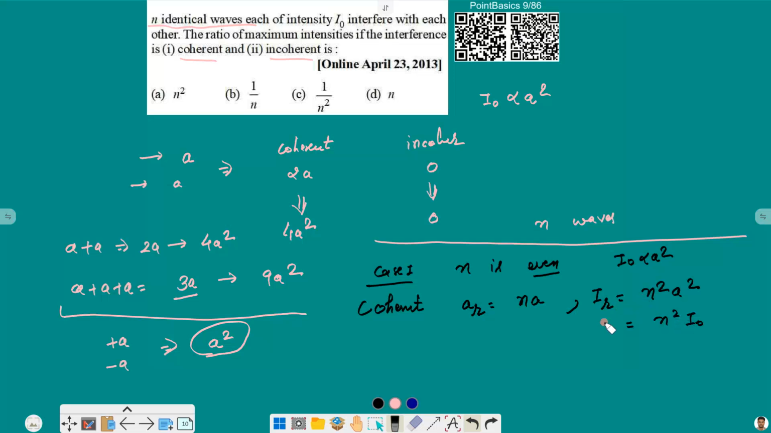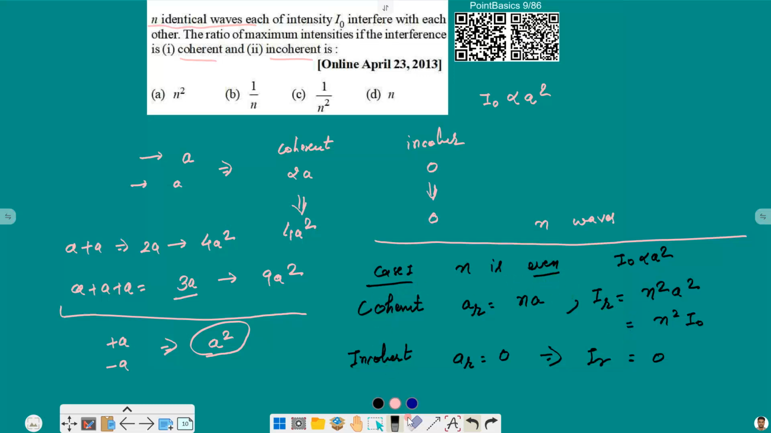Now for incoherent addition, as n is even, our resultant amplitude will be 0 and the resultant intensity for incoherent addition will be 0. So we will not have any ratio, because we have to find the ratio of maximum intensity for coherent to incoherent. So for this case, it will not be possible for n even.